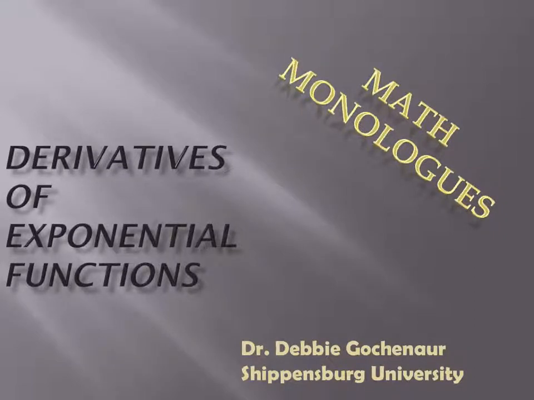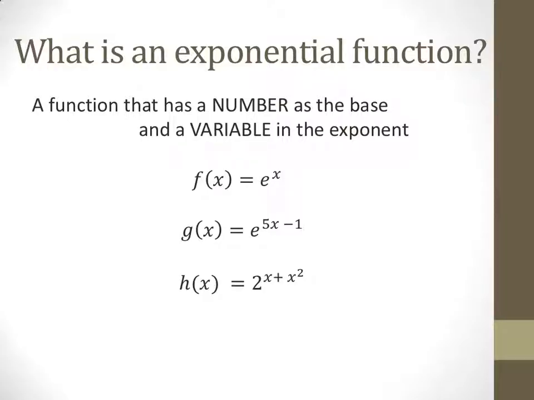Let's take a look at derivatives of exponential functions. First, an exponential function is any function that has a number as a base and a variable in the exponent. Now remember, e is an irrational number, 2.7-something decimals, right? And so that fits this number as a base.